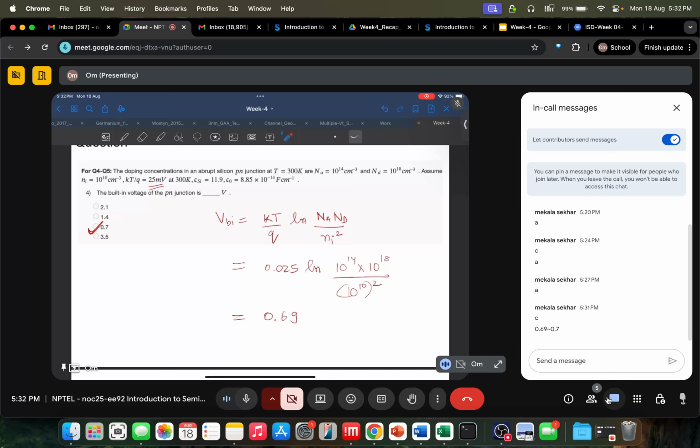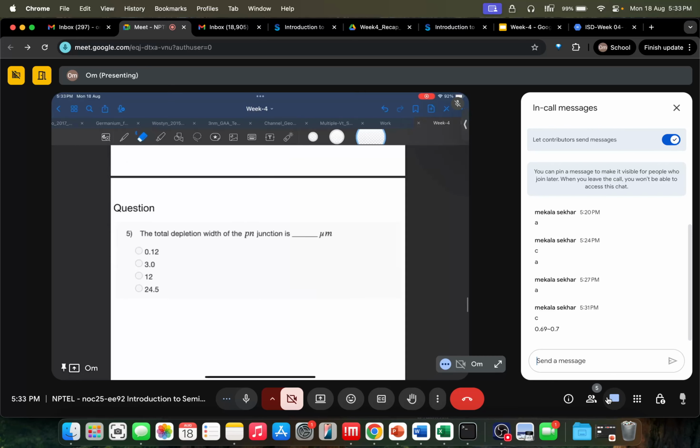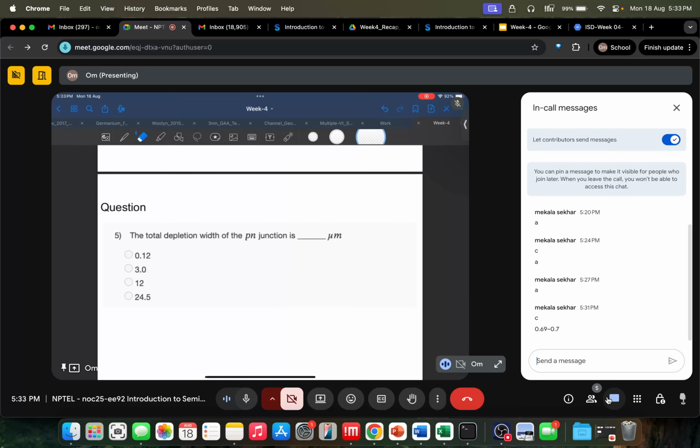A straightforward question. When we have a p-n junction, we use this relation to find VBI for a step abrupt p-n junction. Next question. What is the total depletion width of the p-n junction?